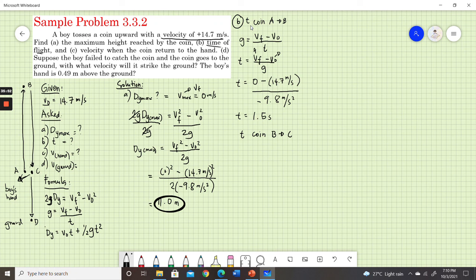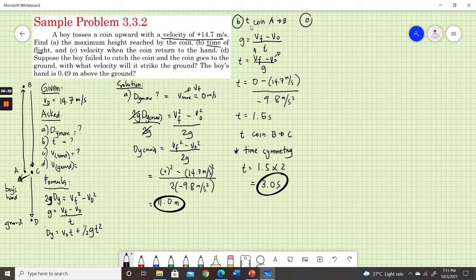So how are we going to do that? We can do that by understanding there is time symmetry. Remember, the time symmetry states that the time it takes for a ball to go from its origin to the maximum height will be the same amount of time it takes when it travels from the maximum height back down to the position. So basically, the time is 1.5 times 2, and that gives us 3.0 seconds. So that is our answer for B.